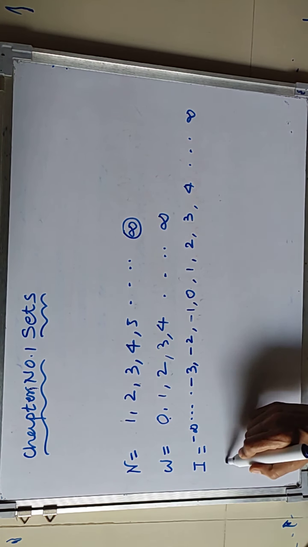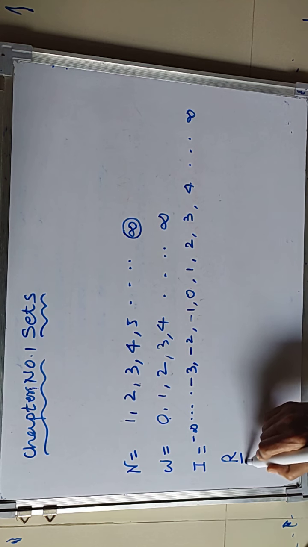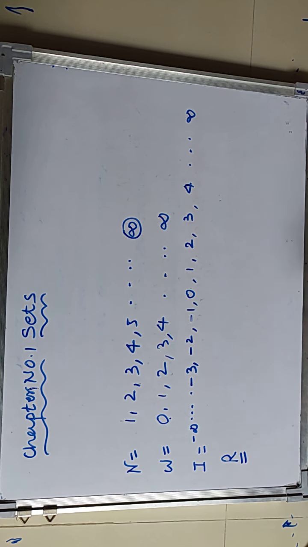Then the real number can be denoted by capital R. Every real number is not a rational number, but every rational number is a real number. It means a combination of real, rational and irrational numbers are said to be real numbers. In these real numbers, there are rational as well as irrational numbers.